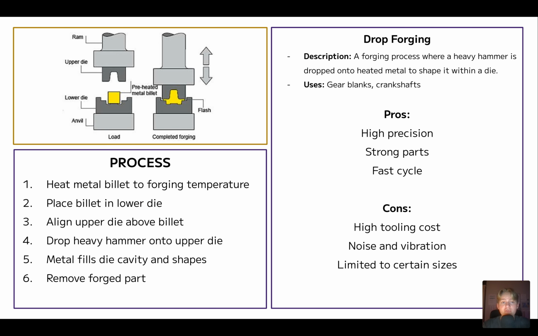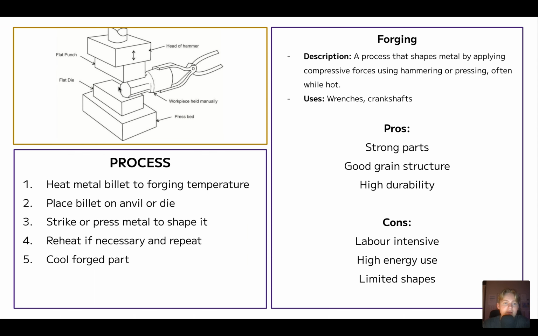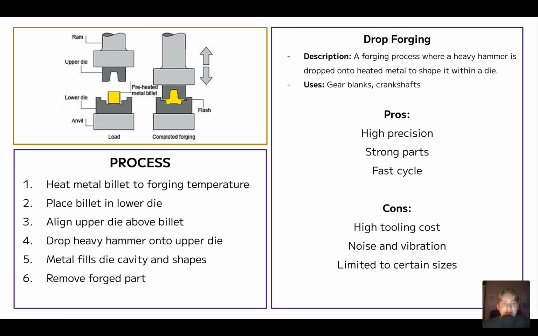Next, we're going to look at drop forging. Drop forging can best be described as a process where a heavy hammer is dropped onto a heated metal to shape it within a die. So it's very similar to the previous process, except in this scenario, if I go back for a second, you can see that we're looking at a flat die on the bottom, but in this one, we are looking at a die which is shaped on the bottom.